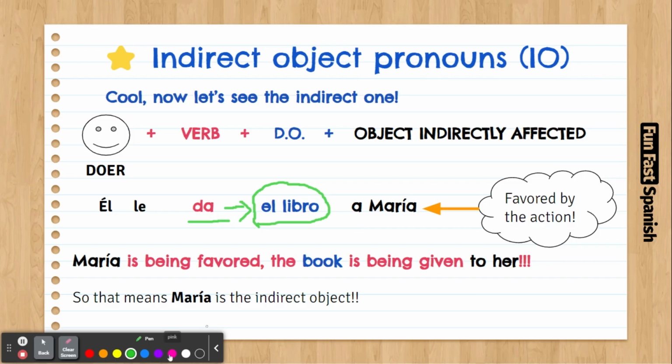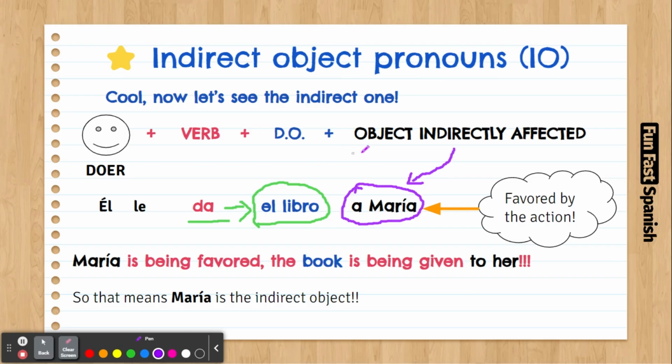A Maria. Okay, so this is going to be the indirect object because it's not affected by the verb to give, right? What is given? Maria is not given. It's the book that is given. But to whom? To Maria. So that's the indirect object because it's indirectly affected by the action, which is the verb to give. It's not what is given, but the one favored by the action. It's just indirectly affected, and that's why it's called indirect.